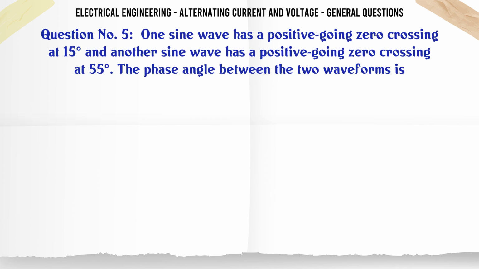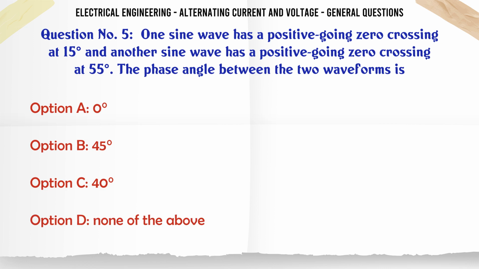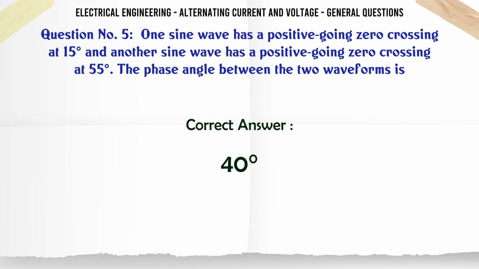One sine wave has a positive going 0 crossing at 15 and another sine wave has a positive going 0 crossing at 55. The phase angle between the two waveforms is A, 0, B, 45, C, 40, D, none of the above. The correct answer is 40.